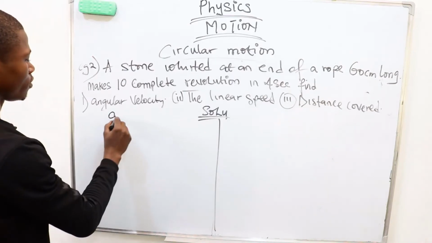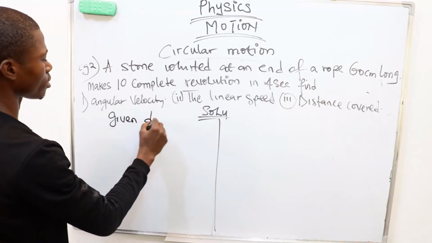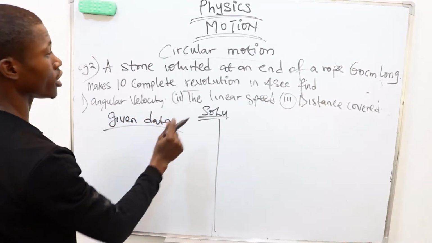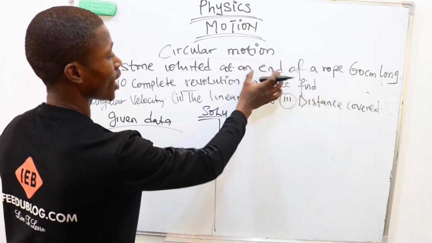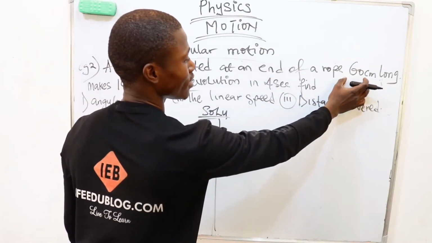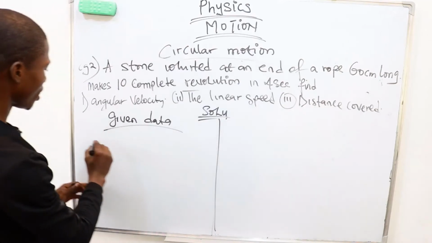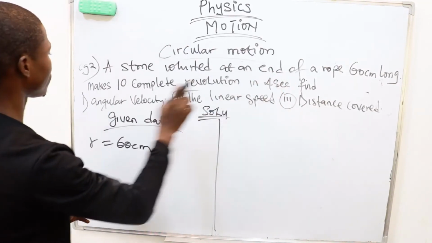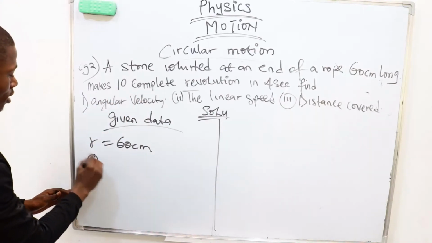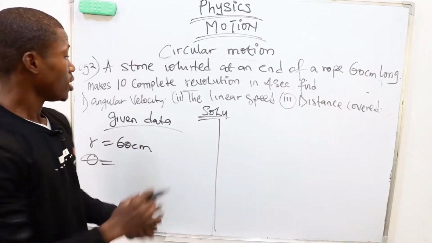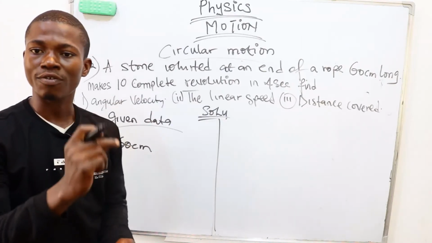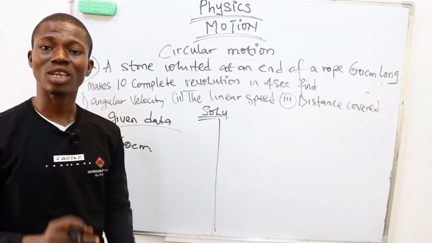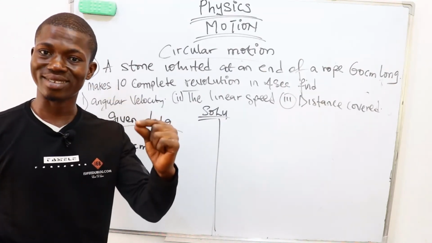Let's bring out our given data. They said at the end of a rope, and this end of a rope is our radius. Our R is equal to 60 centimeters, and next is the revolution, which is our theta. It makes 10 complete revolutions, and 1 revolution is equal to 360 degrees.